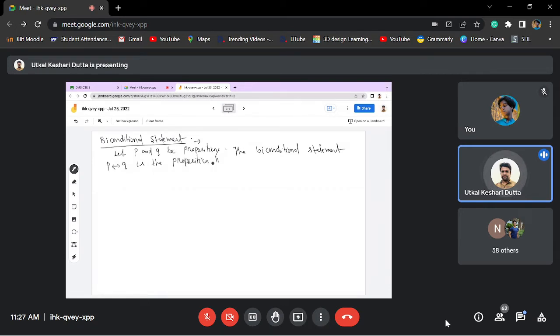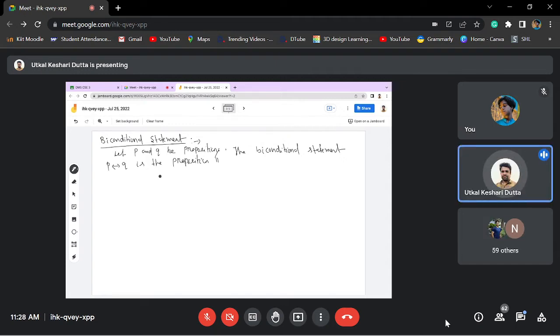Then tell me what will be the proposition. If P arrow mark Q, P conditional Q, that is P implies Q. Okay. It is P biconditional Q. I am saying that P implies Q along with Q implies P. Then what will be the statement? Like this, in conditional, if P then Q. In this case, what will be the statement? Any idea? Sir, if P then Q along with if Q then P.